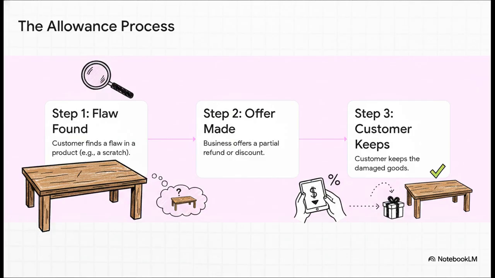Okay, step 1. Imagine you buy a brand new table, but when it's delivered, you notice a small scratch on the surface. You're annoyed. Step 2, you call the company and instead of arranging a return, they say, hey, how about we give you 20% of your money back? Step 3, you think about it. For that discount, you can probably live with the scratch. So you agree, you take the partial refund, and you keep the table.